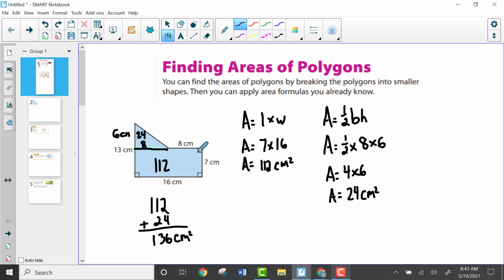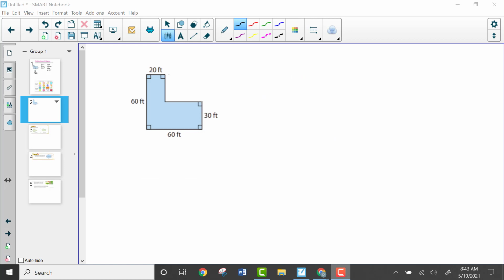So again, in order to find the area of these polygons, you want to break the polygons into simpler shapes, find the area of those shapes, and then add them together. Here's another shape we're going to take a look at. We're going to break it into two simpler shapes here. Sometimes you may even have to do 3 or 4, depending on the polygon that you're looking at.